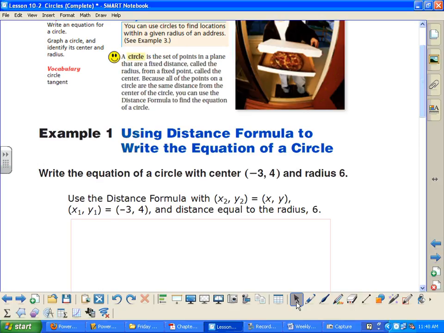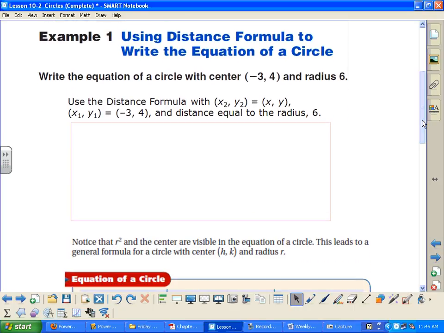It says, because all the points on a circle are the same distance from the center of the circle, you can use the distance formula to find the equation of a circle. Now I'm going to show you this, but you're never going to have to use it, okay? Because there's a much easier way to do it. So if we think about the distance formula, it says to write an equation of a circle with a center at -3, 4, and a radius of 6.